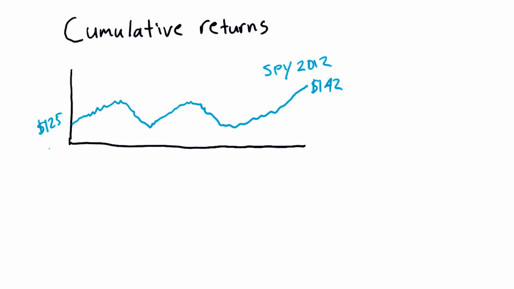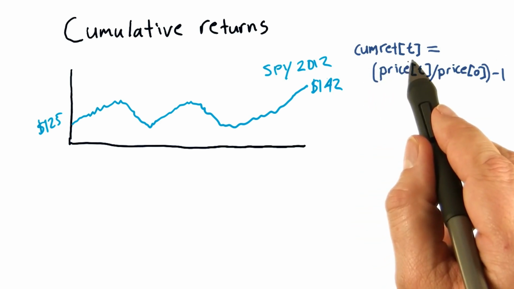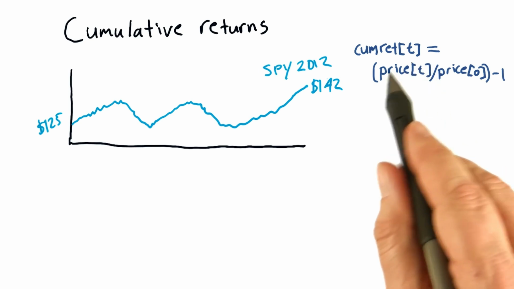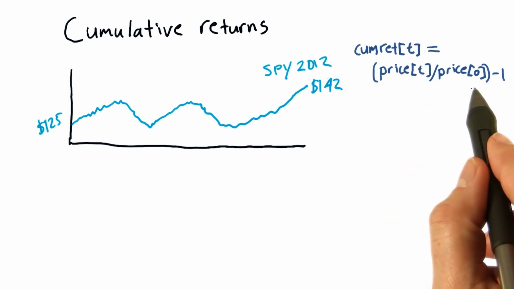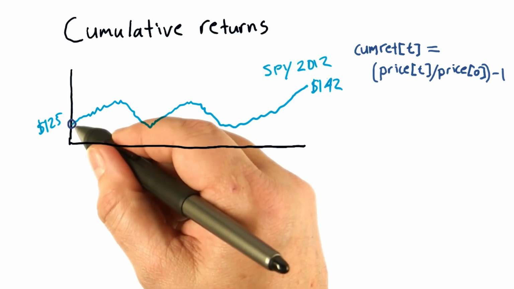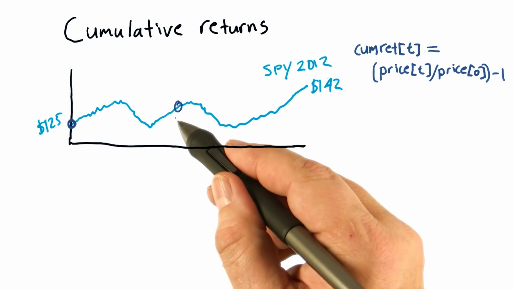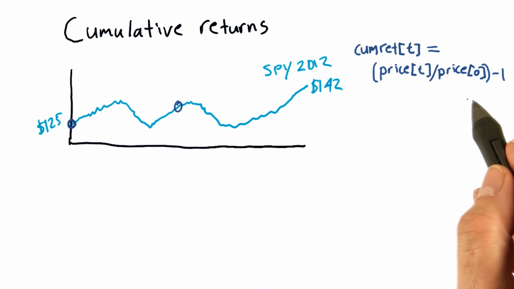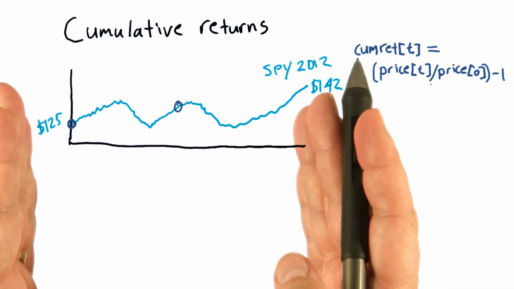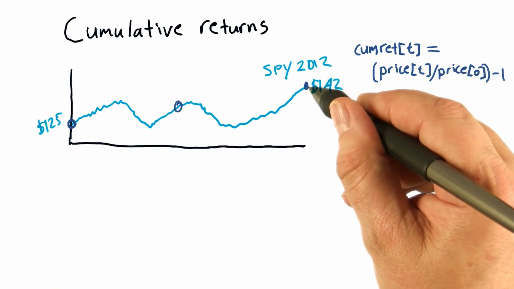So how do you calculate these cumulative returns? It's really easy. Here's the equation. The cumulative return for a particular day, t, is just today's price divided by the price at the beginning. So price of 0 is over here, and the price of any particular day would be here, and we can calculate the value like this. Now the cumulative return for the whole period is where t is this last day.